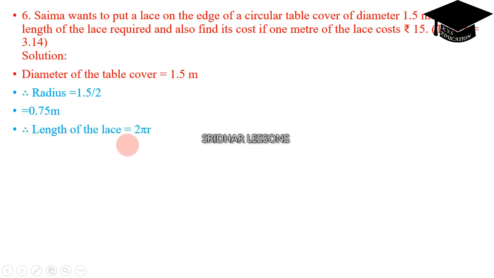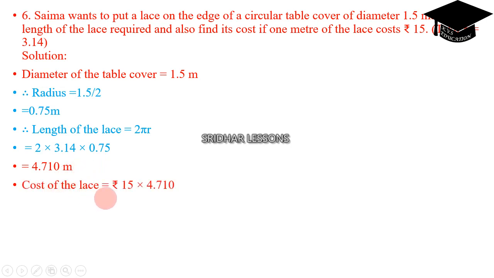And the length of the lace is equal to 2 pi r. That means 2 into the pi value, we have to take as 3.14 into 0.75. Okay. Upon simplification, this value will become 4.710 meters.